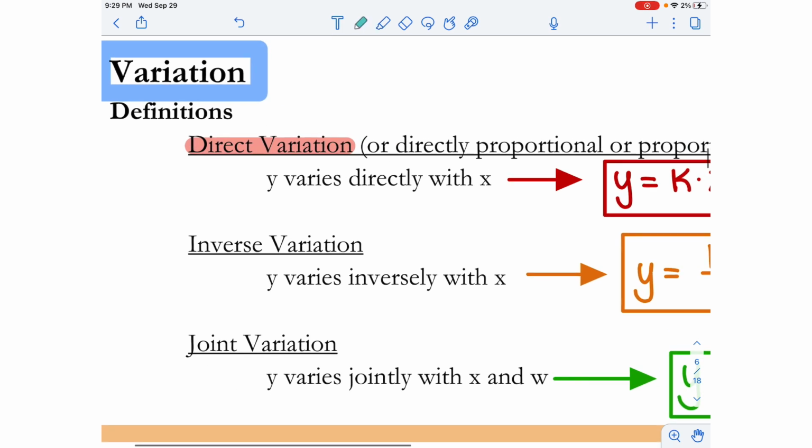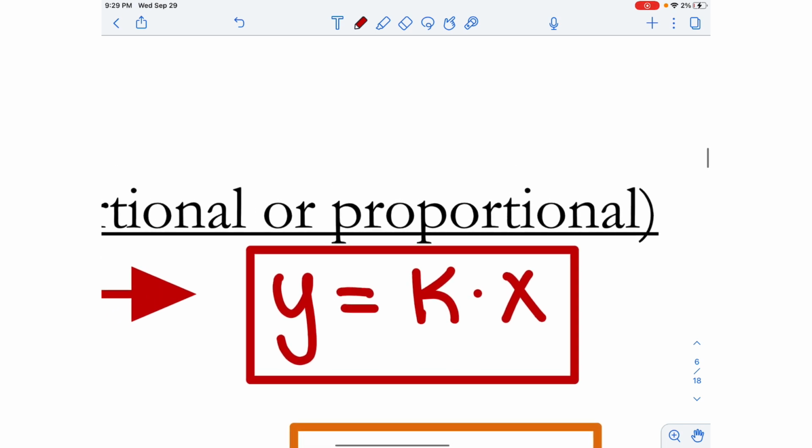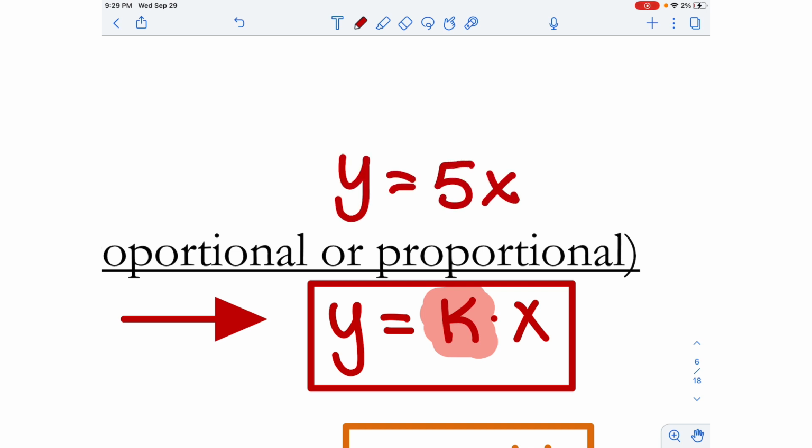If I see the sentence that y varies directly with x, then that is going to translate to the following formula, y equals k times x. So let's talk about what that k means. That k is some number. So it might be y equals 5x, which just means that y is whatever the x value is times 5. So it's proportionally related.